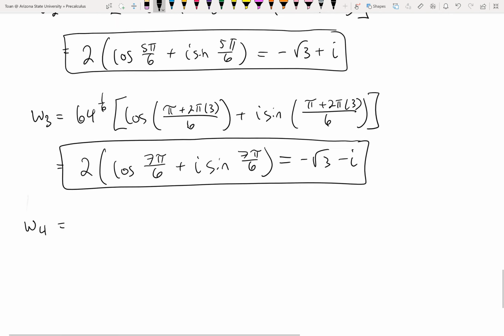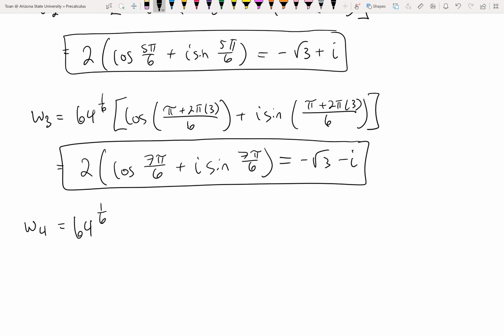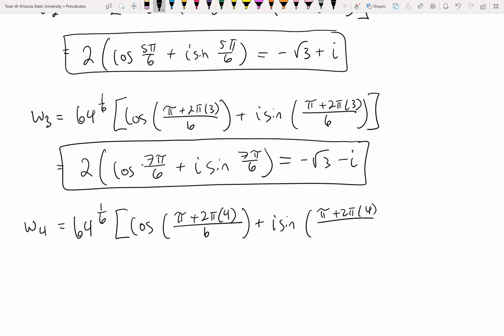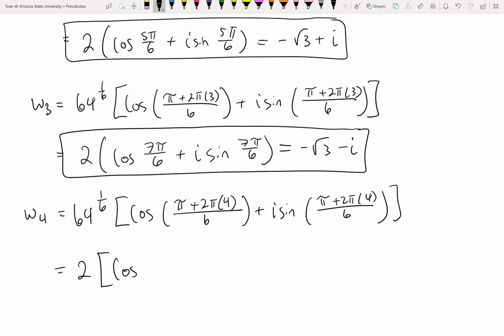W sub 4, 64 to the 1/6 power times cosine of pi plus 2 pi times 4 over 6 plus i sine pi plus 2 pi times 4 over 6. Oh, this should be a 4, not a 3. Sorry, 4, because we're doing the k equals 4 here. Which simplifies to, what's that? That's 2 again. Because it's always going to be a 2. Cosine of 8 pi plus 1 pi is 9 pi over 6, which reduces to 3 pi halves. So 3 pi halves plus i sine 3 pi halves. Which, if you were to evaluate it in standard form, gives you negative 2i.